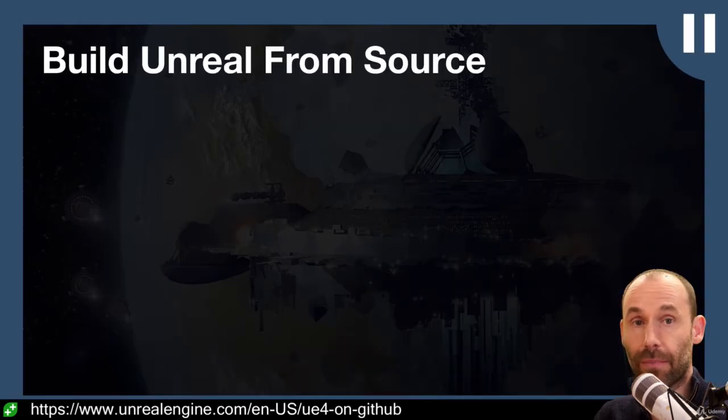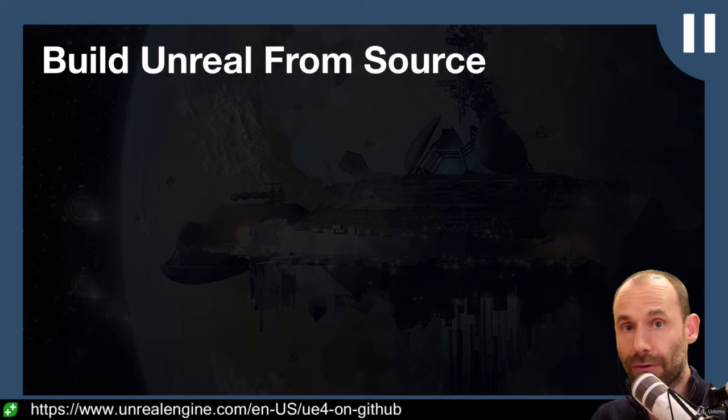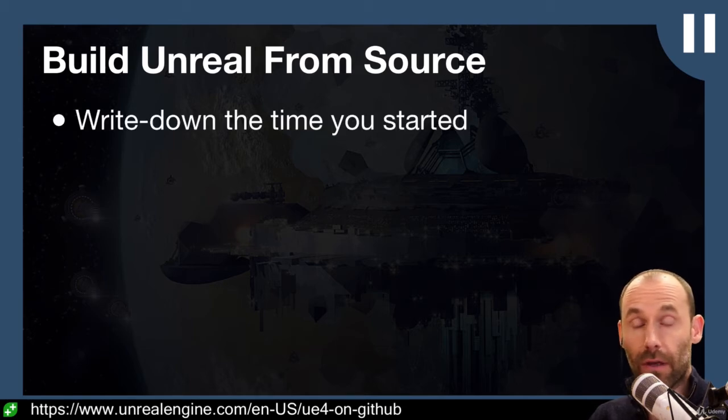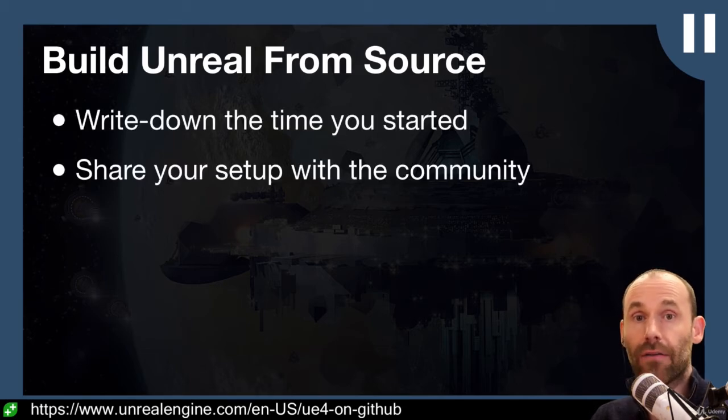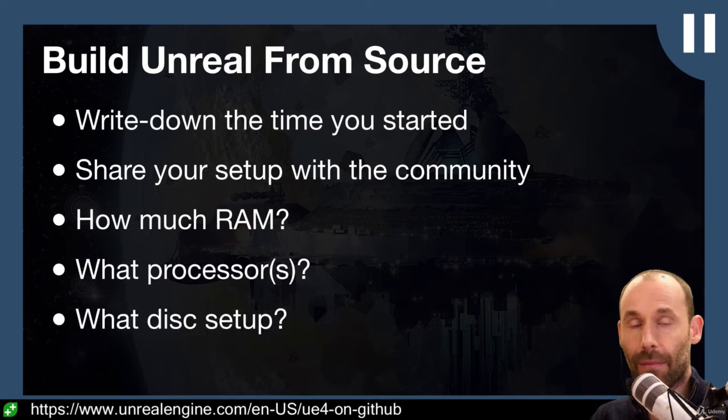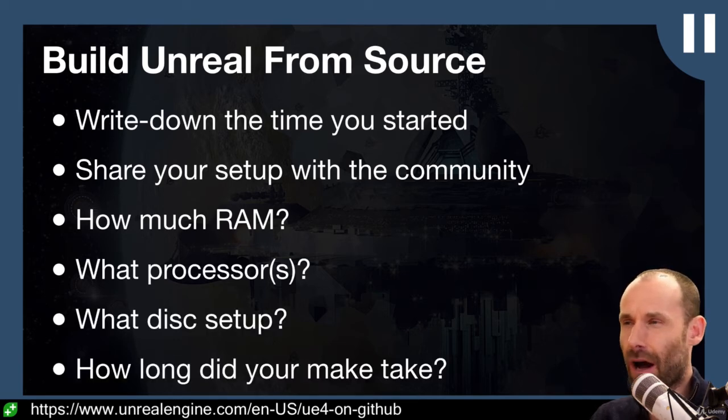So your challenge is to build Unreal from source. Write down the time you started and share your setup with the community. What sort of RAM do you have? What processor? What disk setup? And finally, how long did it take you to actually make the engine? On my virtual machine here, it took a couple of hours, something like that. Make sure you've got plenty of RAM and plenty of hard drive space available for this. I'd recommend you have about 100 gig available. It may not take that much, but have plenty of space available for it.